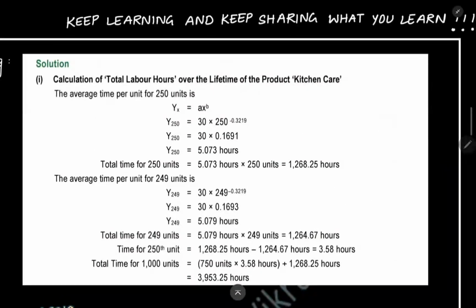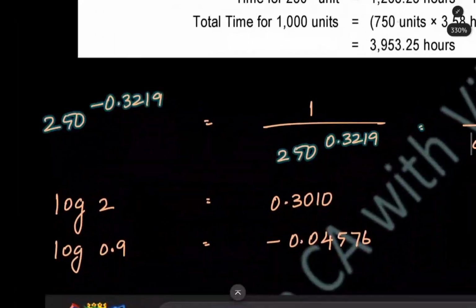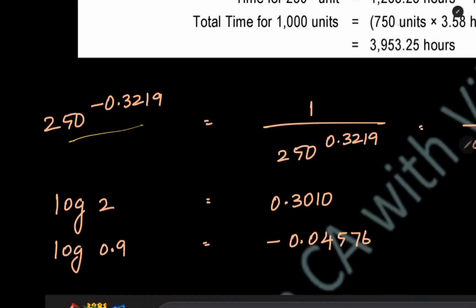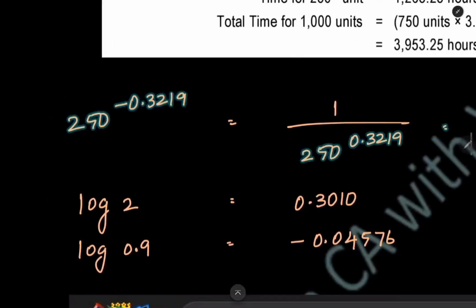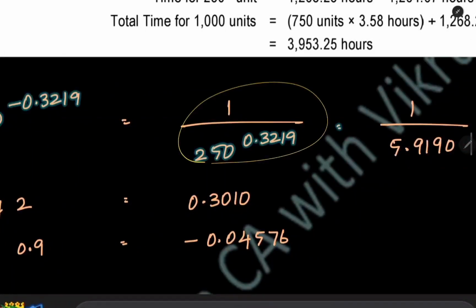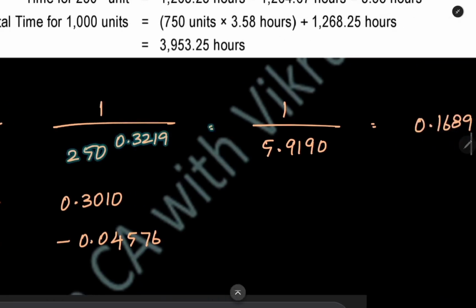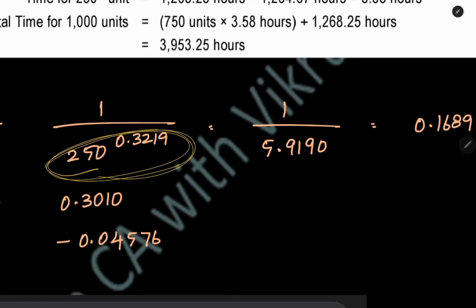For that, first we have to convert the power to positive. For example, if you are calculating 250 power minus 0.3219, you have to convert the power to positive. That you can do by dividing the number by 1. When you divide the number by 1, the power turns positive. Here, you have to find out the value of this term. That you have to find out in the calculator. That is what we are going to see now.